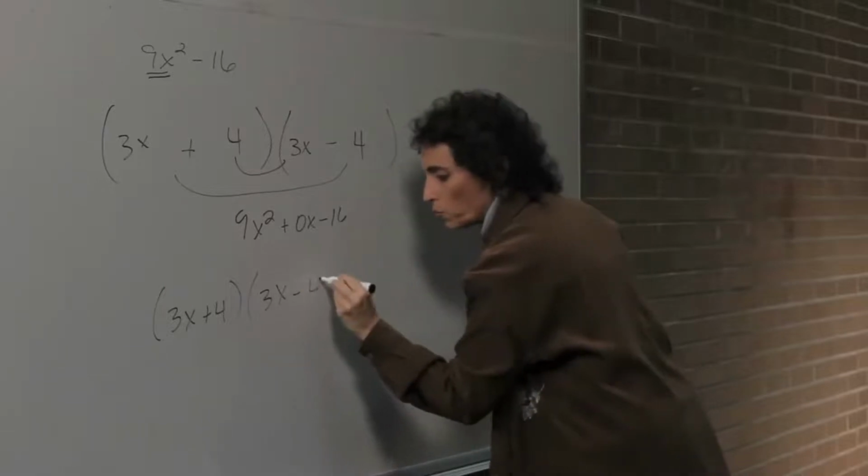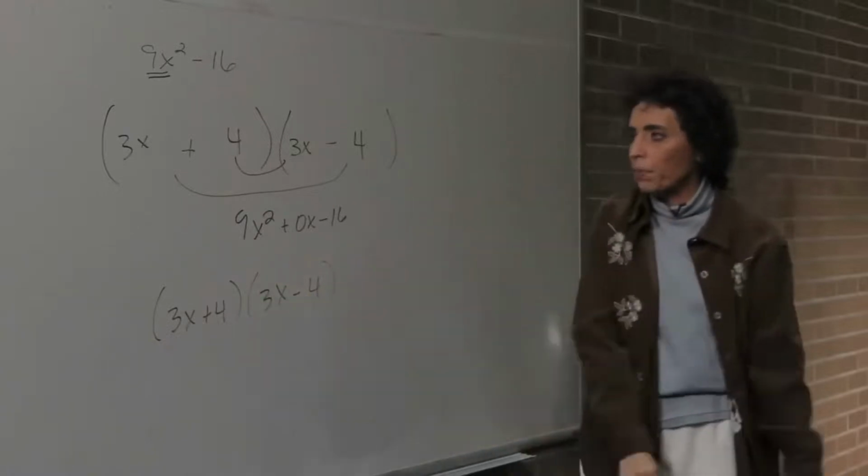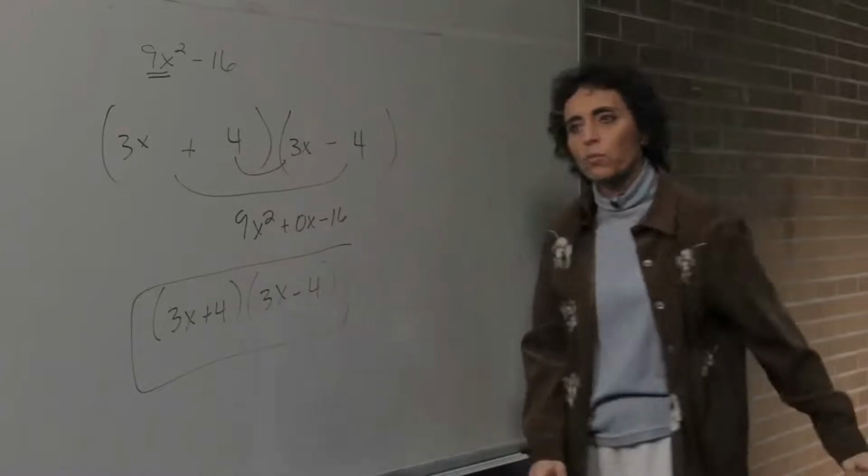And it doesn't matter which factor you write first, right? You can put the minus 4 here and the plus 4 here. It does not matter, because they are commutative. All right? That's the end. Let's do some more examples.